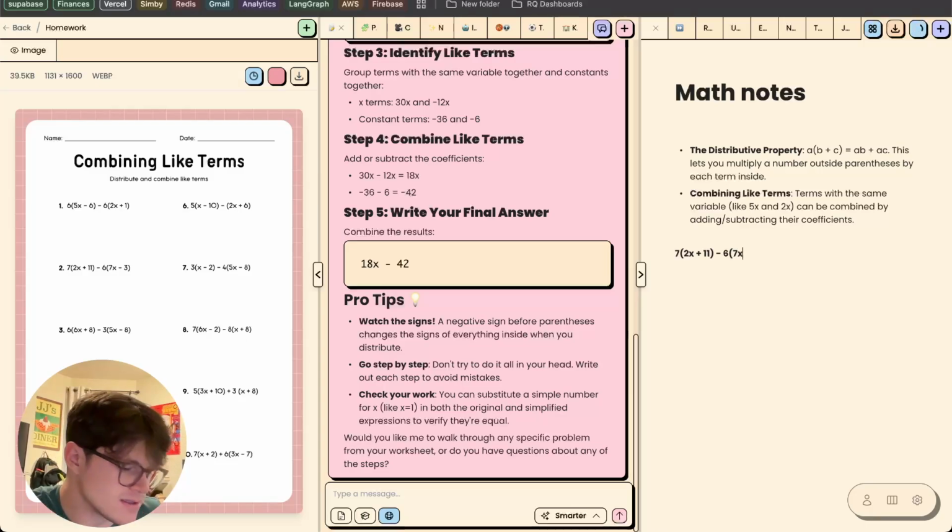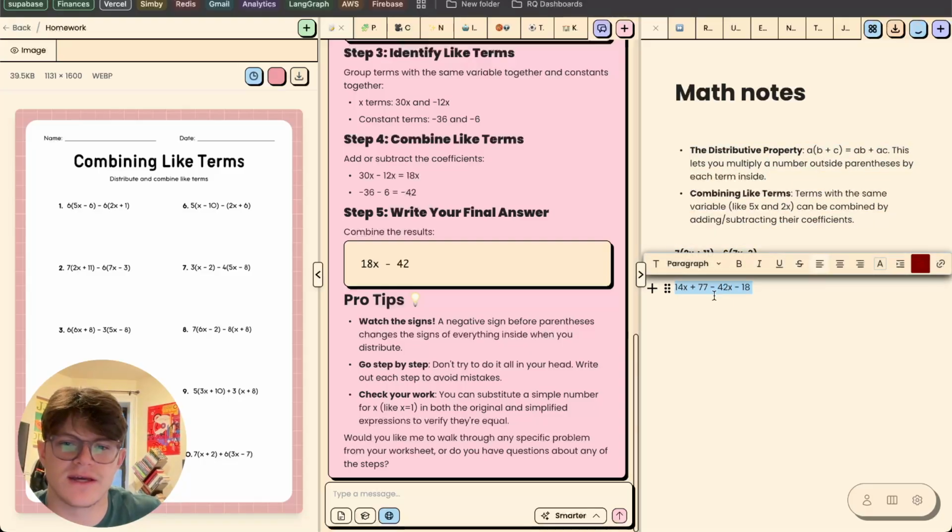times 7x minus 3. Okay, so we know the first thing to do is multiply by these parentheses. So we got 7 times 2x, and that means it's 14x, plus 7 times 11, which is 77, and then minus 6 times 7, which is 42x, minus 6 times 3, which is 18. Awesome. But I actually don't know what the next step is.